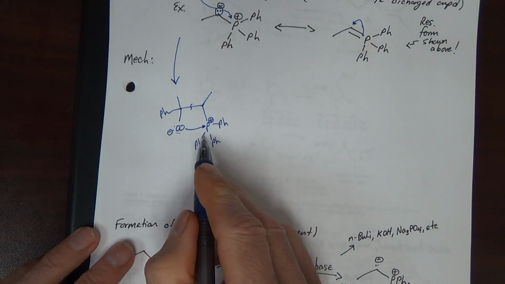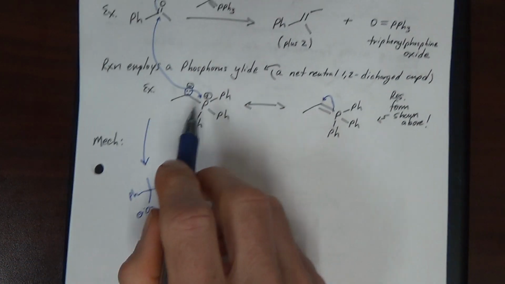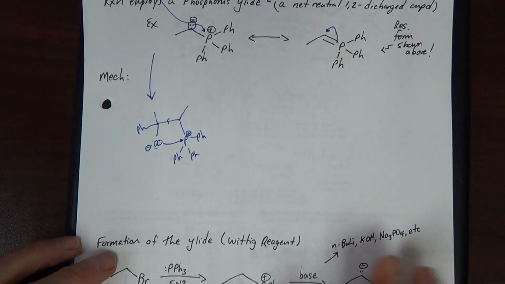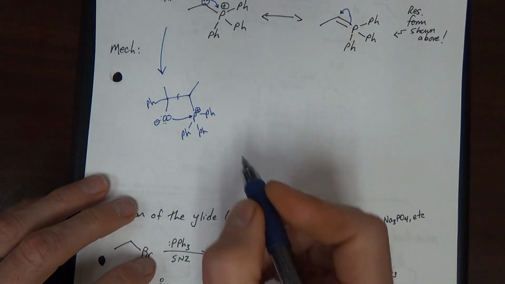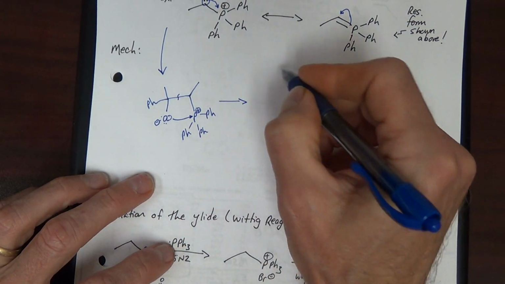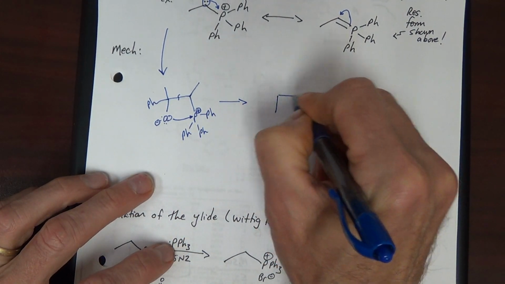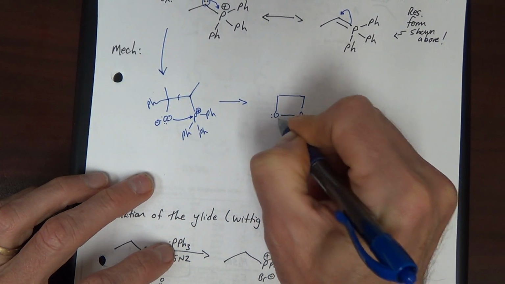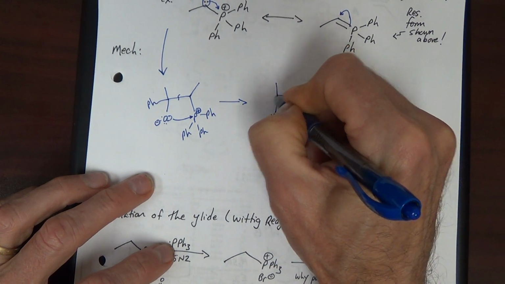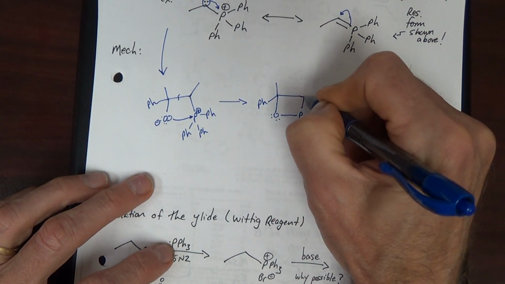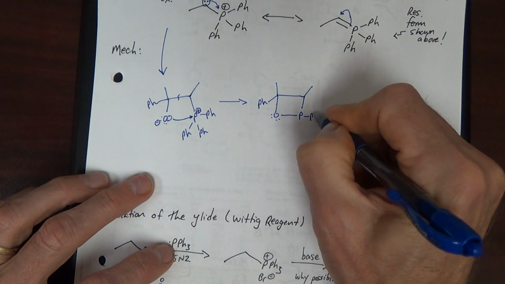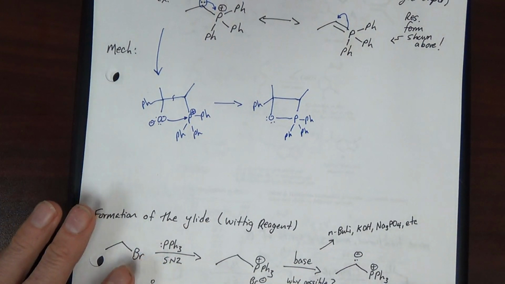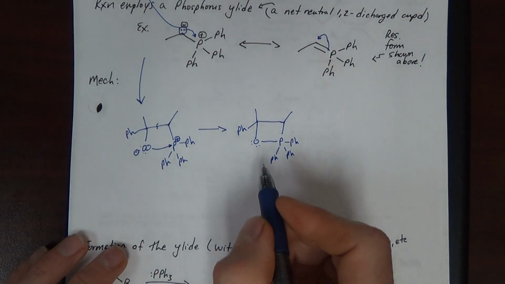Phosphorus can take on more electrons. It can expand its octet just like we did in the resonance structure up here. But that's resonance. This is not resonance. Here we're making a sigma bond, and that leads to this structure here.